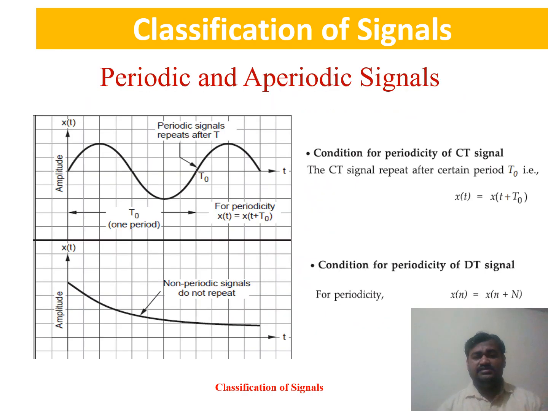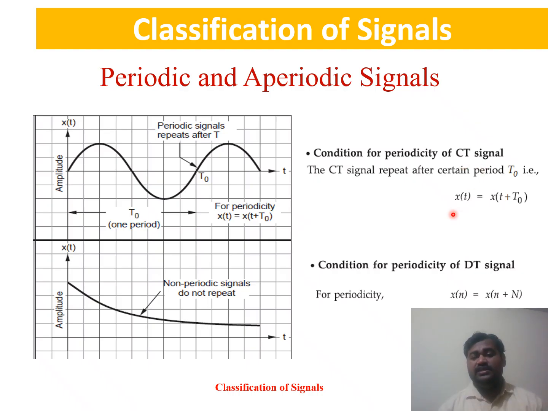The next signal is the periodic and aperiodic signal. In a periodic signal, the same set of signal repeats over a period of time. Consider this sine wave, this is one cycle of the sine wave, then again the cycle repeats. It can be called a periodic signal. An example of a periodic signal is a sine wave.